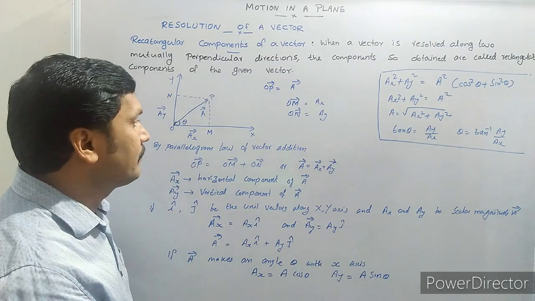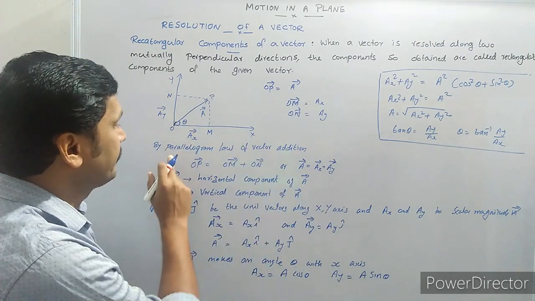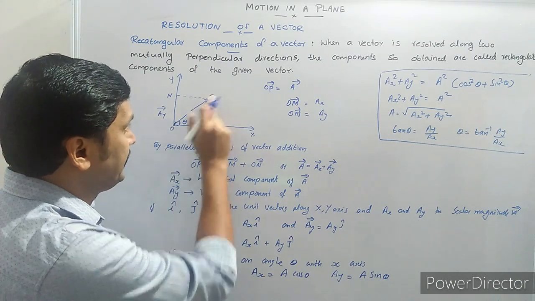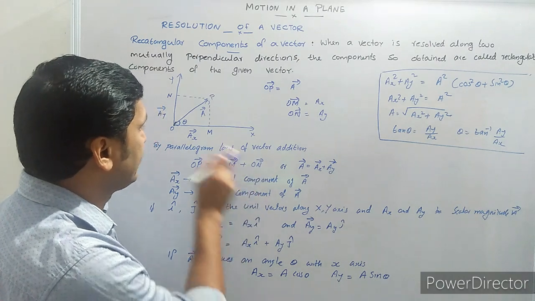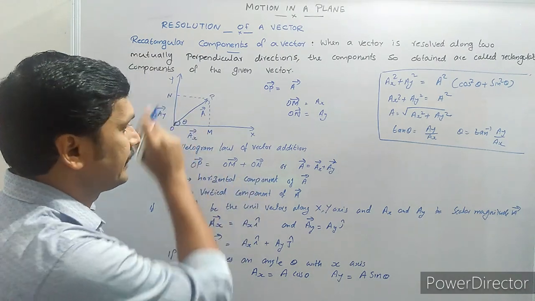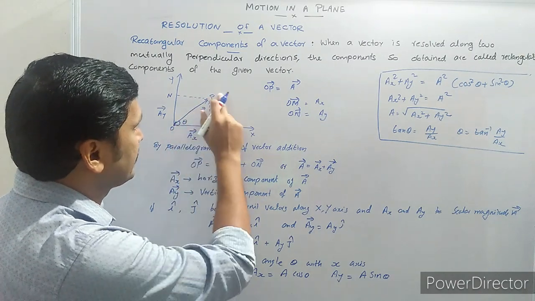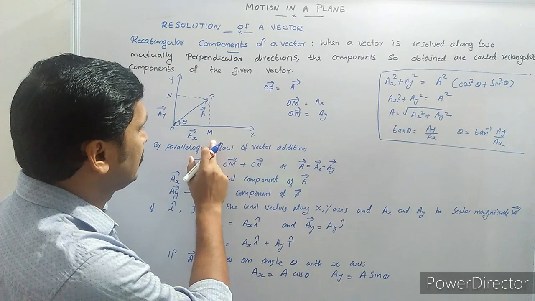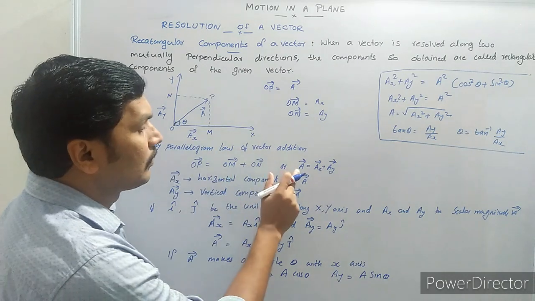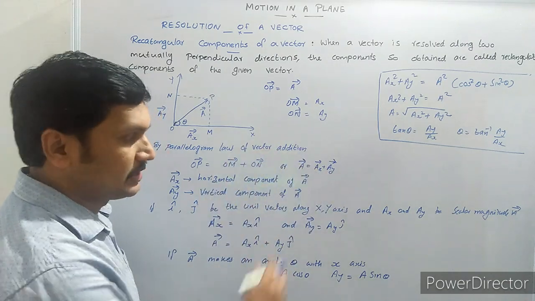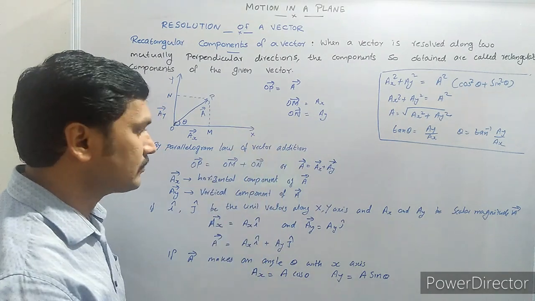Now, by the parallelogram law of vector addition, we can write vector OP is equal to vector OM plus vector ON. Vector OP is vector A, and vector OM is equal to vector Ax and vector ON is equal to vector Ay. So vector A equals vector Ax plus vector Ay.